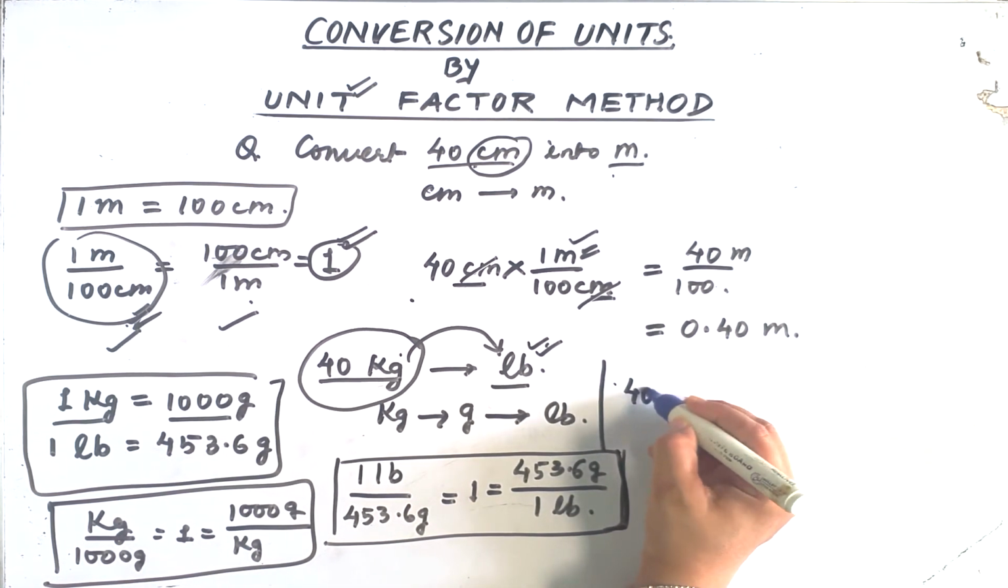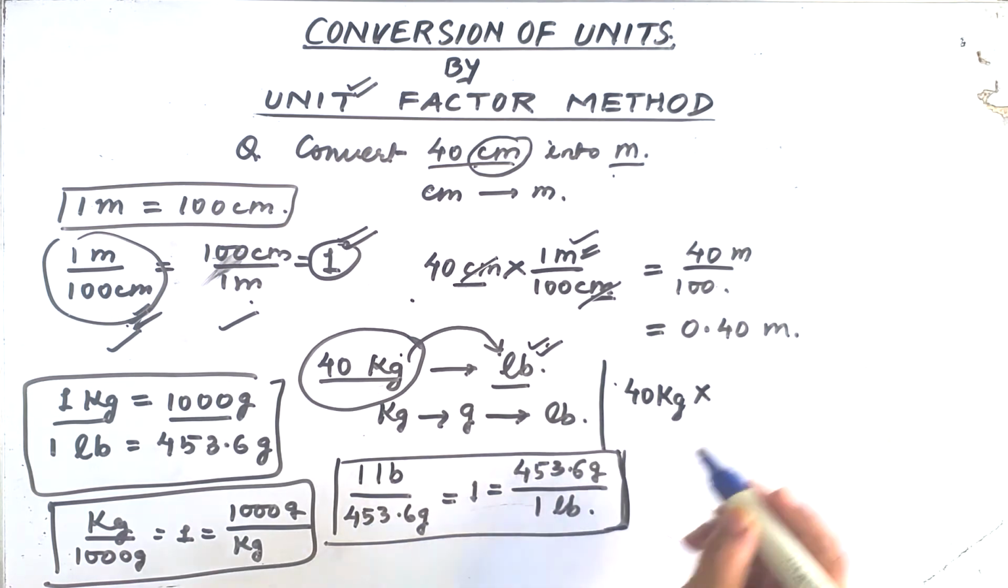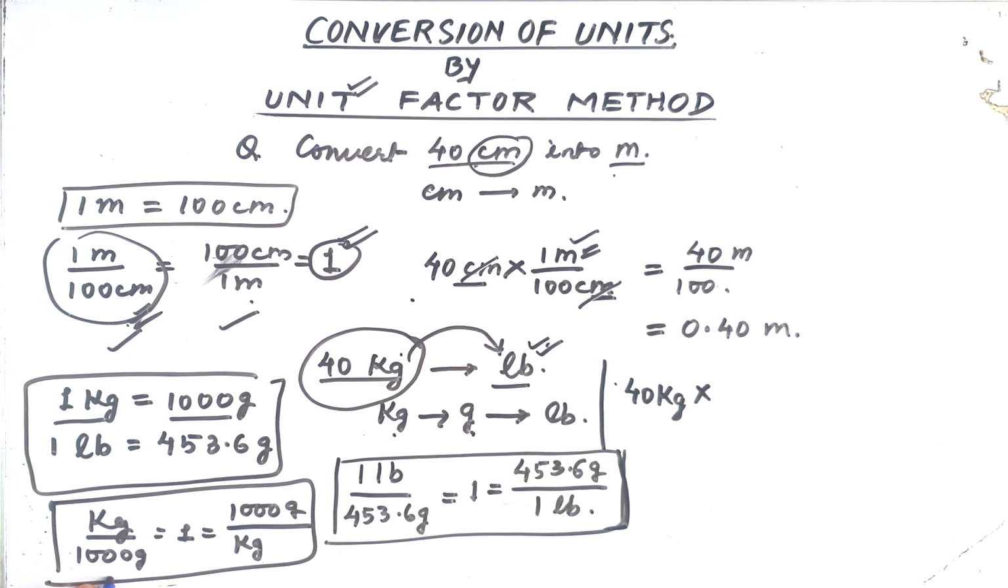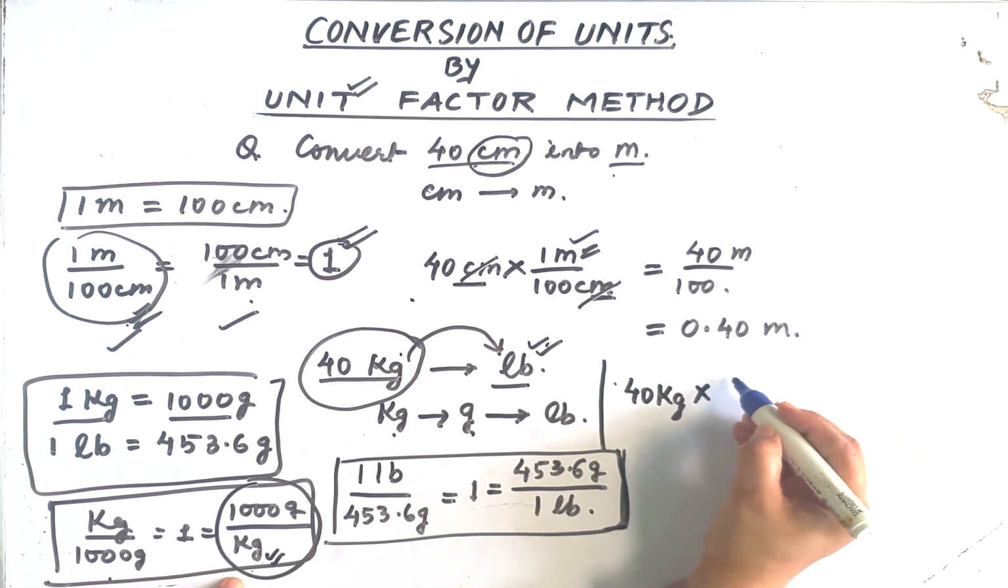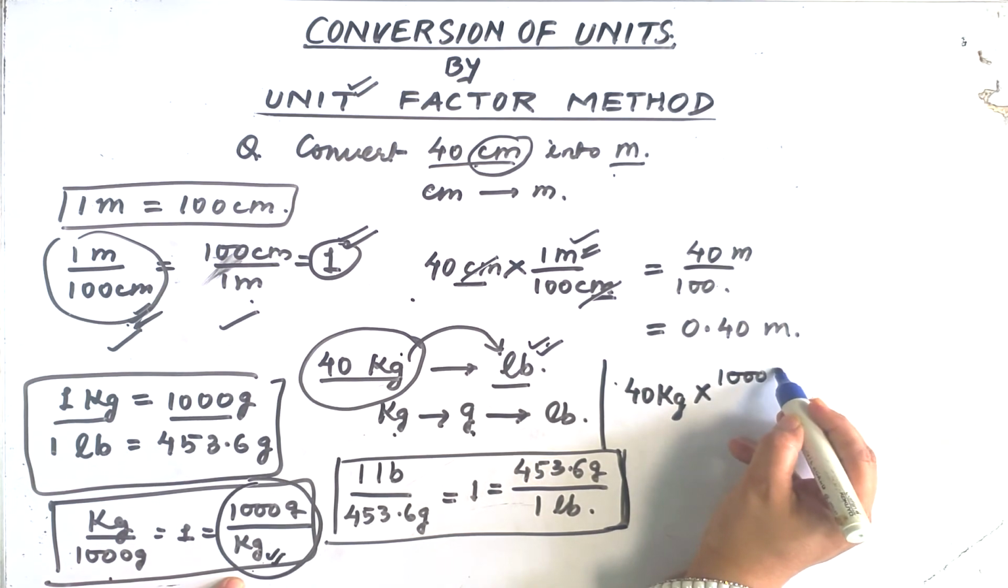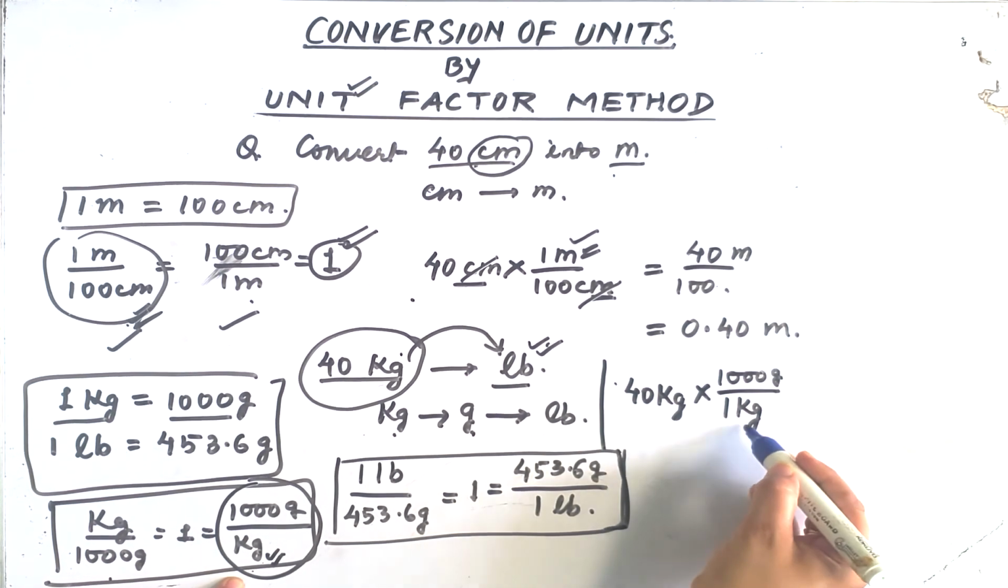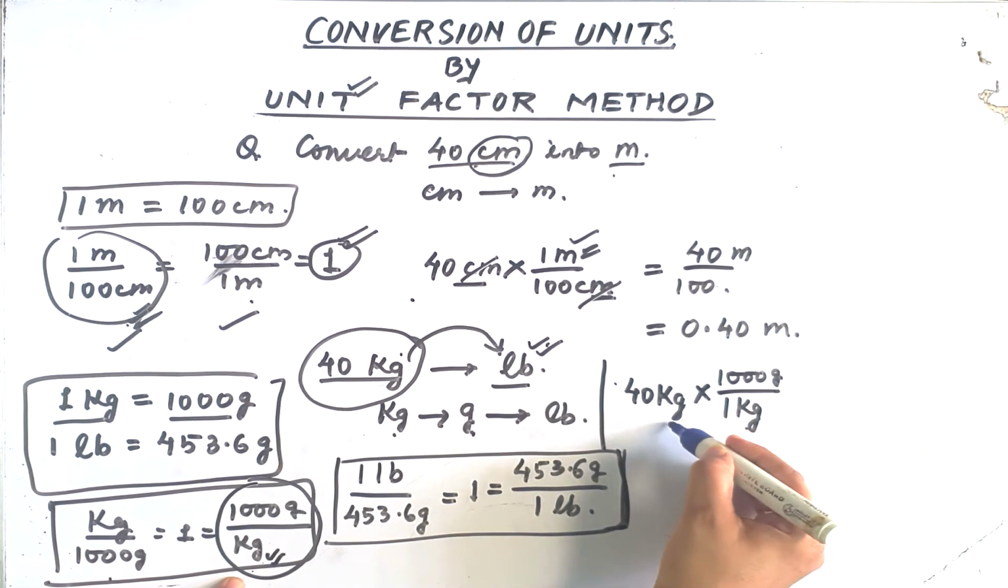I am multiplying 40 kg with conversion factor. First of all, I will convert this kilogram into gram. So this is the relationship, 1 kilogram divided by 1000 gram. What do I want to cancel out? Kilogram. So I have to take that conversion factor where the kilogram is in the denominator. So here it is. This unit factor I am going to use: 1000 gram divided by 1 kg. I am doing this so that I can cancel out the kilogram with kilogram.